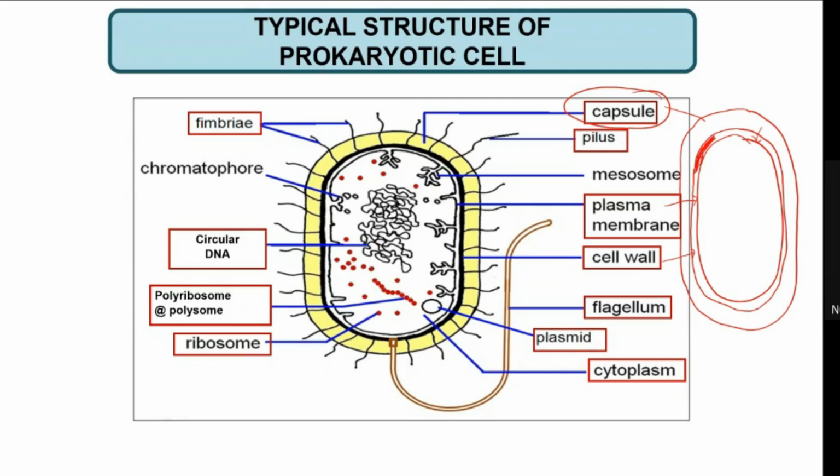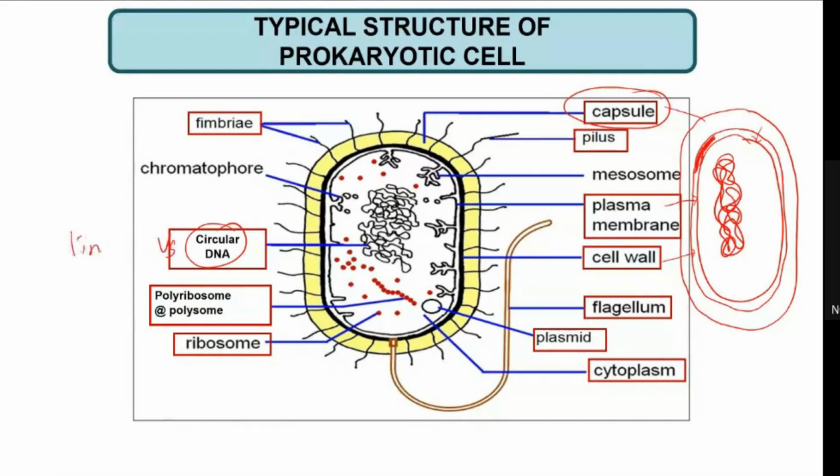And what is important inside prokaryotic cells? There is no nucleus, but the genetic material will be lying in the cytoplasm, scattered in the cytoplasm. So we can just draw it. This is called circular DNA. Circular DNA, because what is the difference between circular and our DNA?